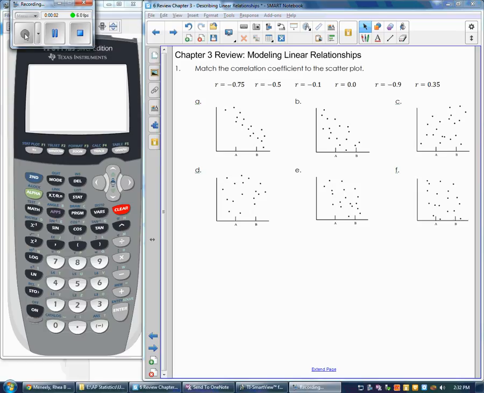Everybody, it's Miss Maneely, and I am going to quickly go through the Chapter 3 review with you on modeling linear relationships. In problem number 1, you're given 6 different scatter plots and 6 different correlation coefficients. I think the easiest thing to do is to look for the relationships that are negative and look for the relationships that are positive and kind of zero in that way.